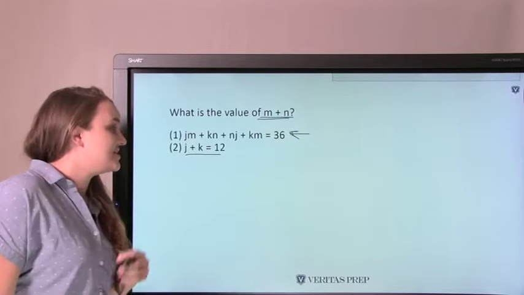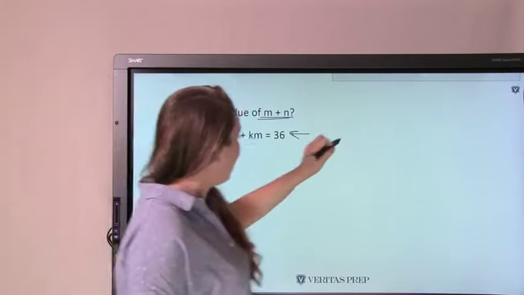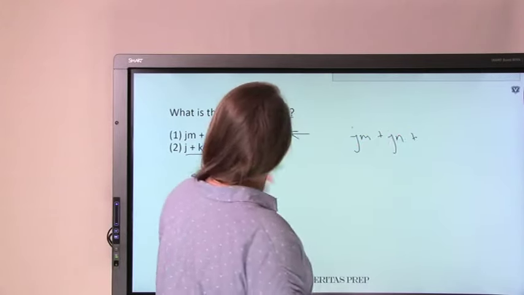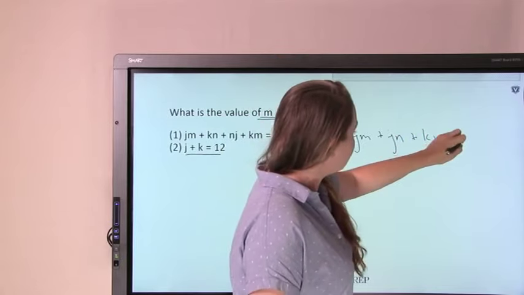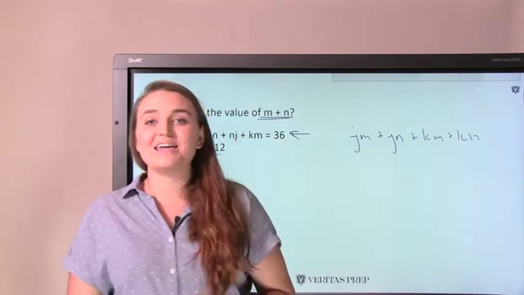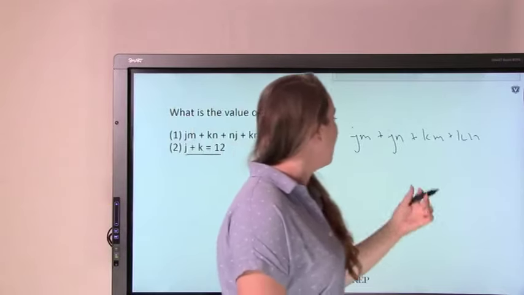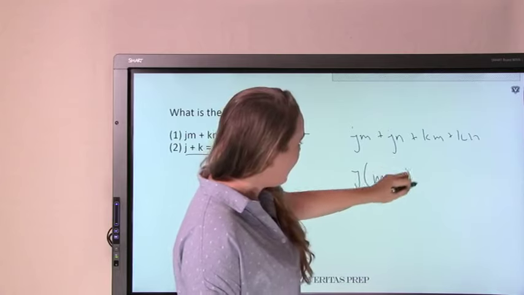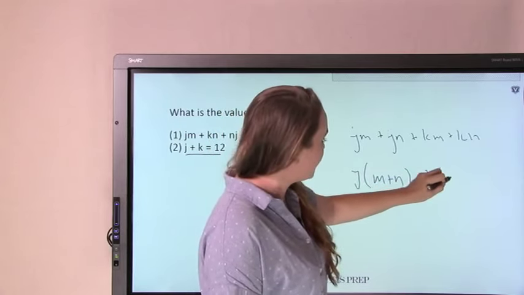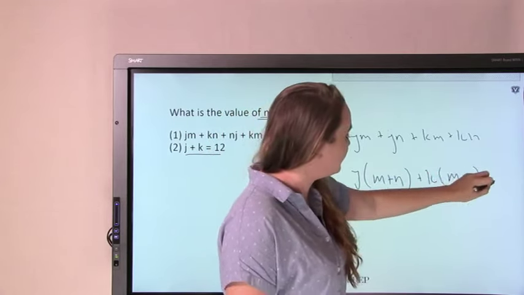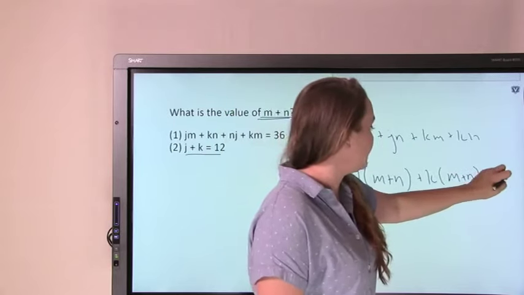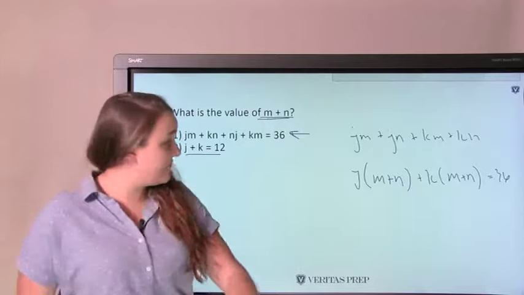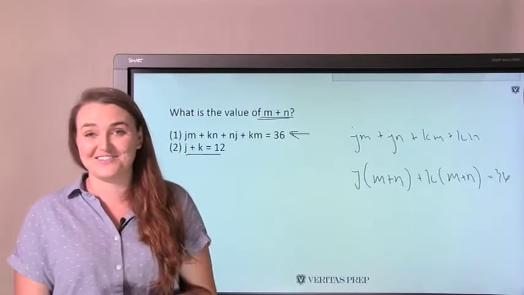I can rewrite this to recognize that in this case I have jm plus jn plus km plus kn, and at that point, I can factor out what I have in common. Well, I have j times the quantity m plus n, and k times the quantity m plus n, and I know all of this is equal to my total of 36. Now, you may have chosen to factor by pairing in a different order, and that's perfectly fine as long as you're arriving at the same result.